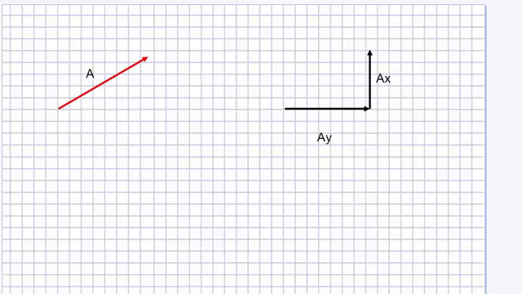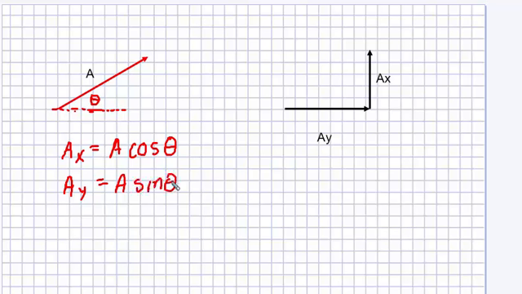So, to summarize, if you have a known vector A and you want to know its components, ax and ay, ax, as shown to the right, should equal the full vector A times the cosine of the angle theta, which is the angle between the x-axis and the vector itself, and ay can be figured out by the full vector A times the sine of that same angle.